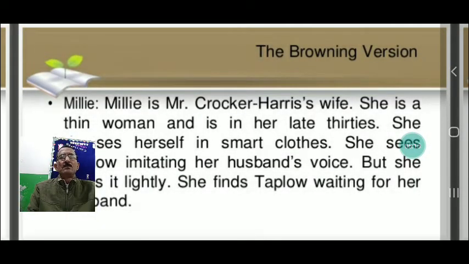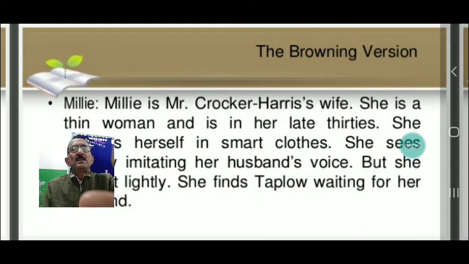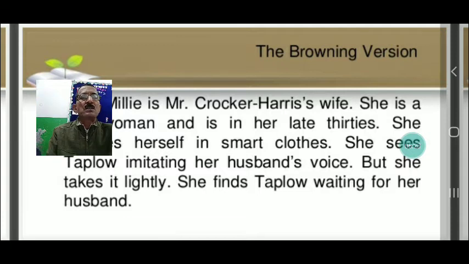Millie. Millie is Crocker Harris' wife. She is a thin woman in her late 30s. She is very charming. She dresses herself in smart clothes. She sees Taplow imitating her husband's voice, but she takes it lightly. She finds Taplow waiting for her husband when Taplow goes to meet Crocker Harris. She is also concerned about this child and persuades him to finally go.